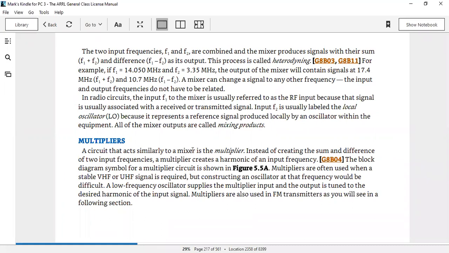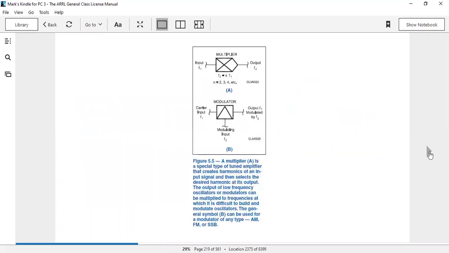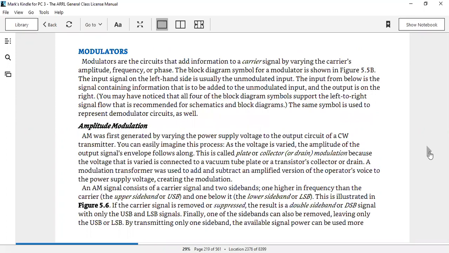It makes harmonics. Mark mentioned harmonics earlier. It makes wanted harmonics, and so that's the building block for the higher frequencies. Here's a picture. And modulators. The final thing, other than that we're probably going to talk about amplifier circuits.